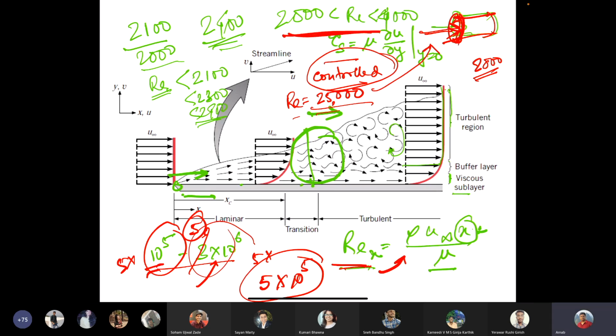Now you have realized that there is a hydrodynamic boundary layer and a thermal boundary layer. Analogous to this concept, if there is a concentration difference, which you will study in mass transfer, that is, if there are concentration gradients between two points, or between the near surface and the free stream, what you have is the concentration boundary layer.